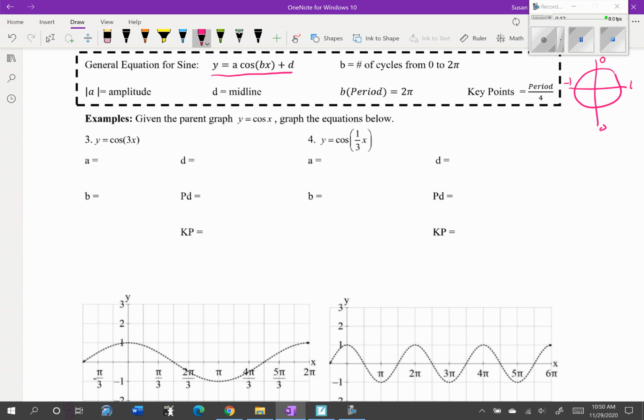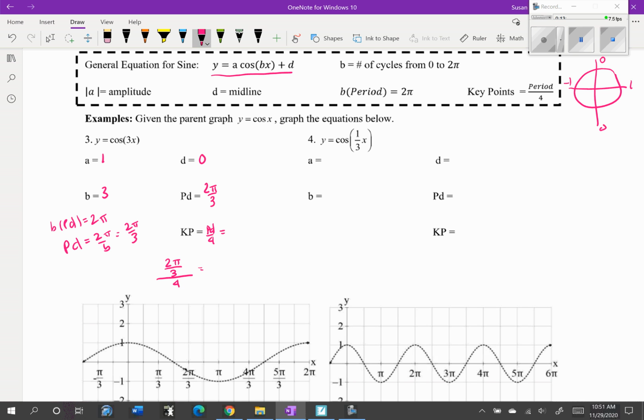So my a value, if there's nothing in front of the cosine, we know it's just 1. My b value is, in this case, 3, and my d value is 0 because there's nothing being added or subtracted on the outside. So again, the period is b times the period equals 2 pi. So the period is equal to 2 pi divided by b, which in this case is 2 pi over 3. And the key points, again, are the period divided into 4 equal parts. So in this case, the period is 2 pi over 3 divided by 4.